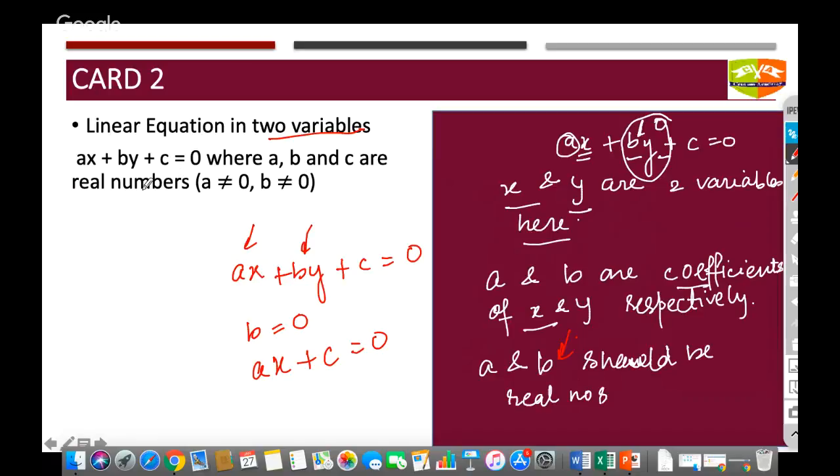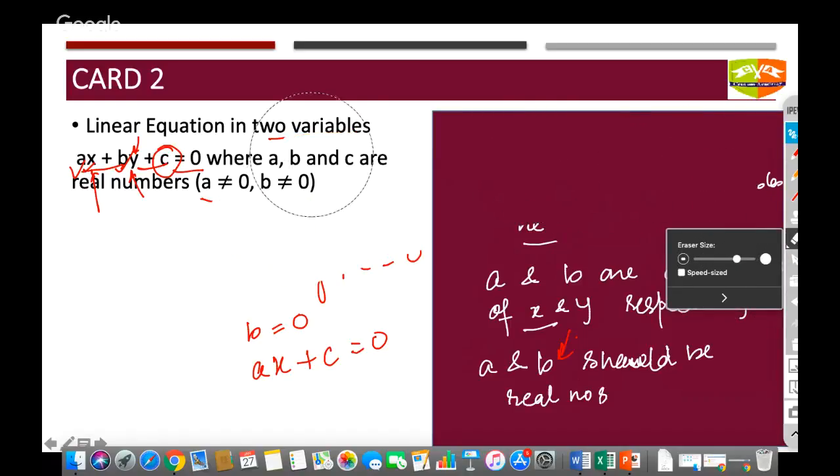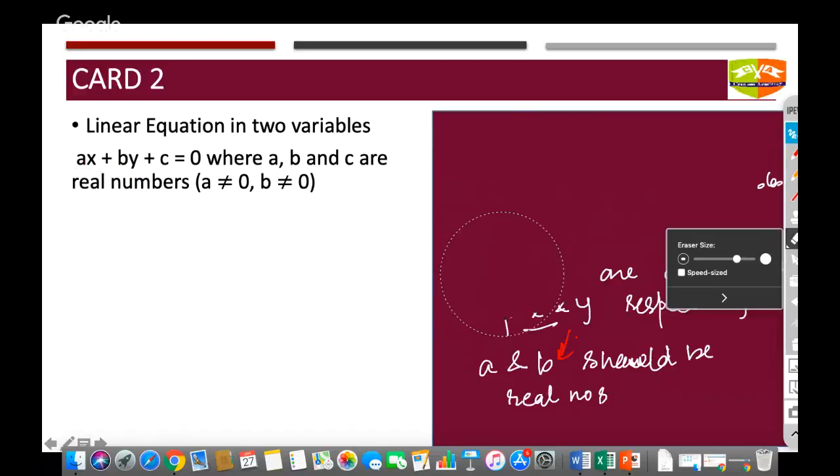So any linear equation can be represented as ax plus by plus c is equal to 0, where x and y are your two variables, a and b are coefficients of x and y, and c is the constant over here. What we need to understand is that a should not be equal to 0 and b should not be equal to 0. Otherwise, the second variable will become without any relevance. So the relevance of the second variable will not be there in the equation.